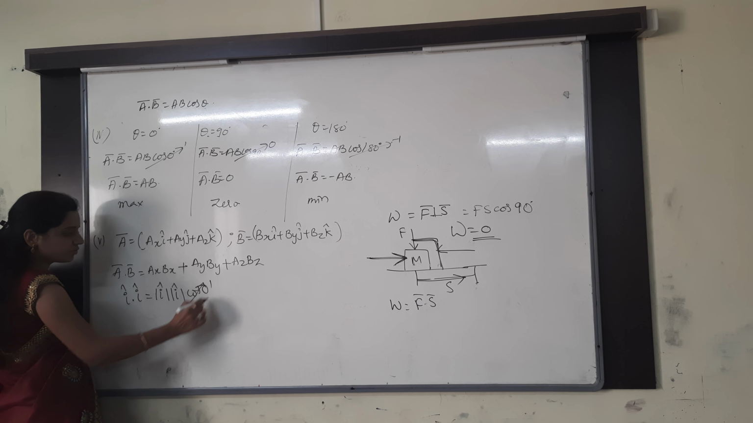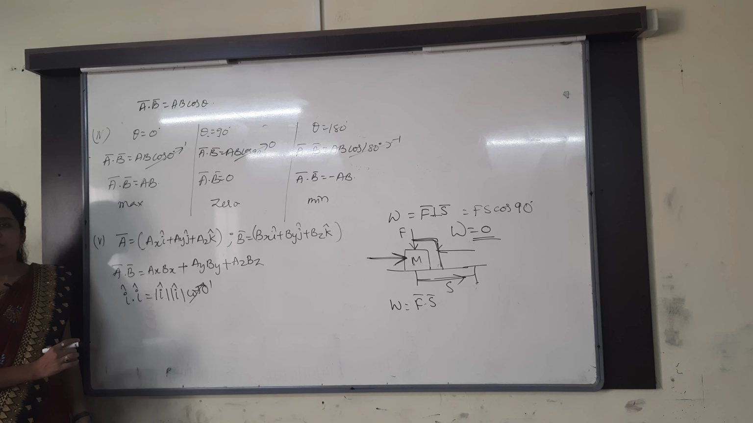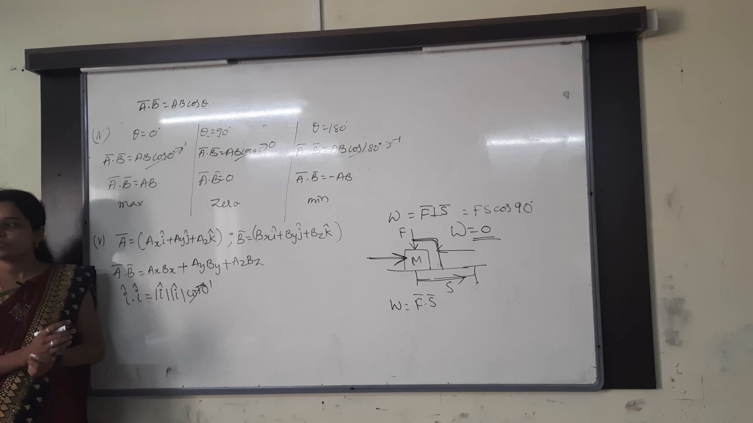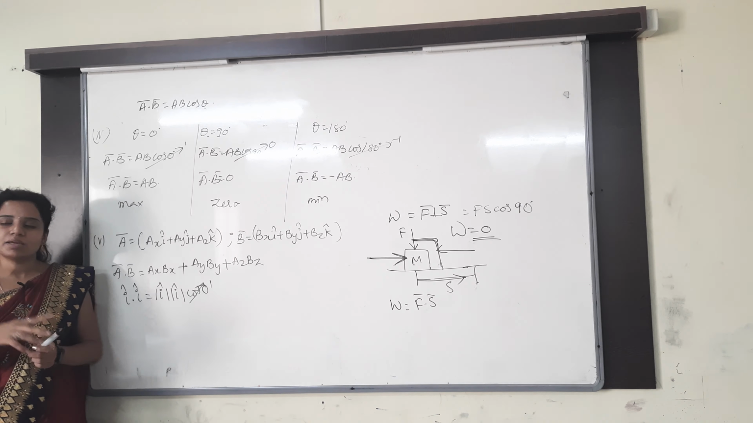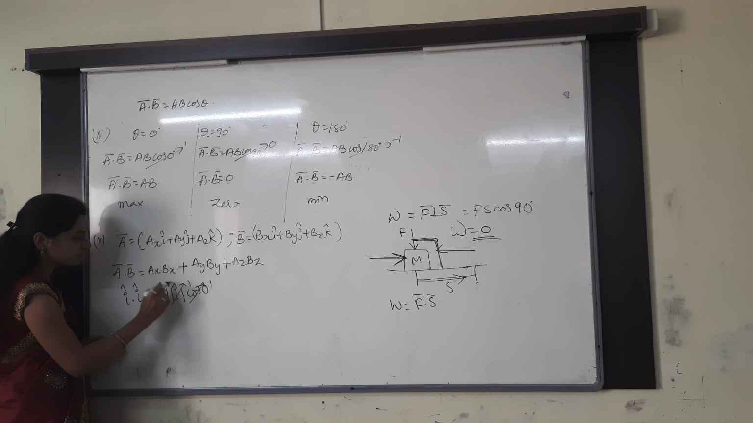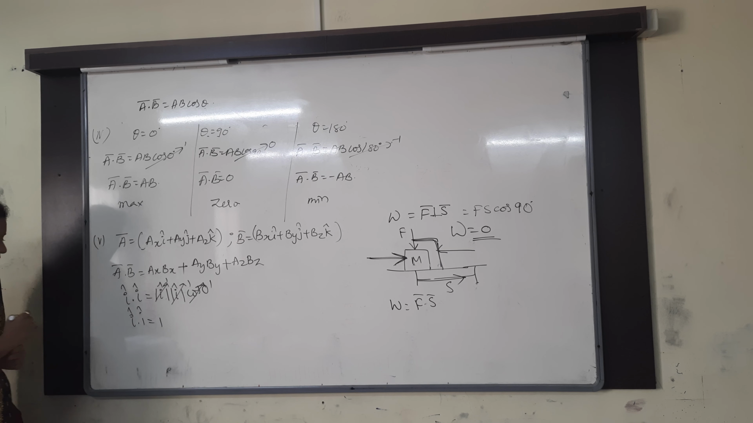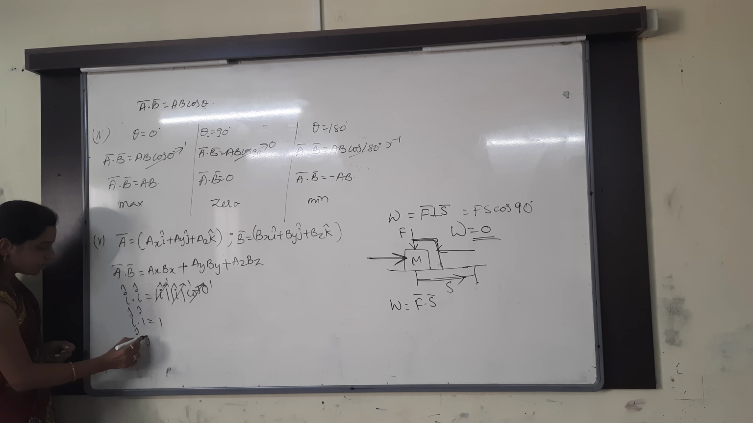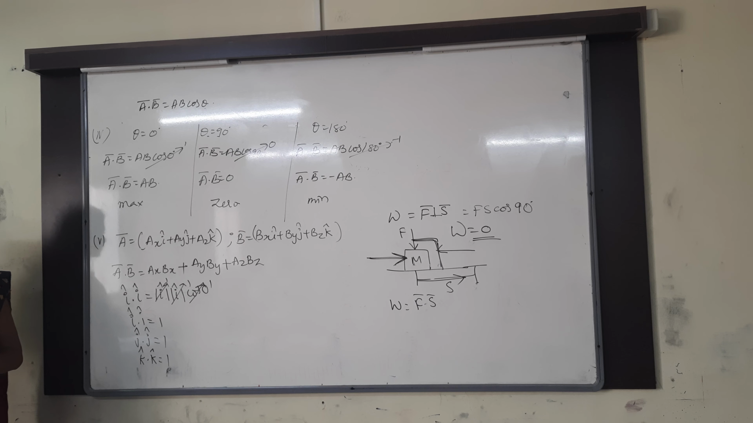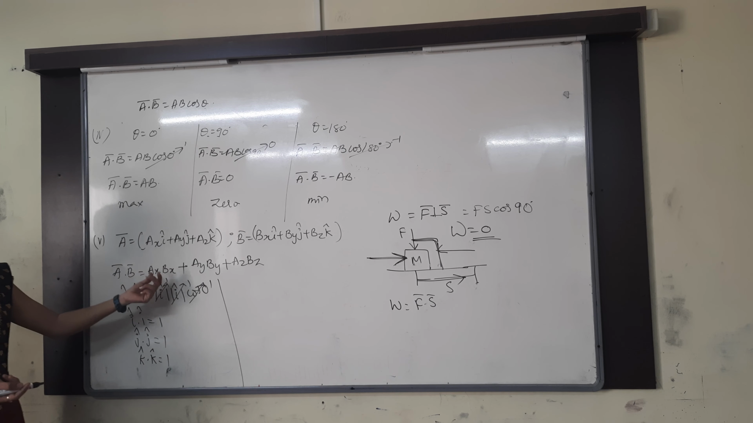Now this becomes how much? 1. Modulus of I cap, unit vector, magnitude is how much? 1. The magnitude of a unit vector is 1. Unit vector, in the name itself it is there: unit means magnitude is 1. This is also 1, this is also 1. So I cap dot I cap becomes how much? 1. In the same manner, j cap dot j cap becomes how much? Again 1 only. K cap dot k cap also becomes 1 only. Understand clearly?